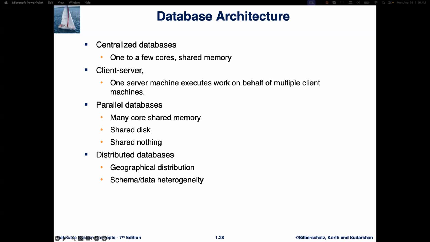heterogeneity. Different sites may use different database schemas or even different database management systems, requiring strategies to integrate and synchronize the data. This architecture provides high availability, fault tolerance, and better performance for global applications. An example is a multinational corporation with offices around the world where data needs to be localized but also accessible company-wide.